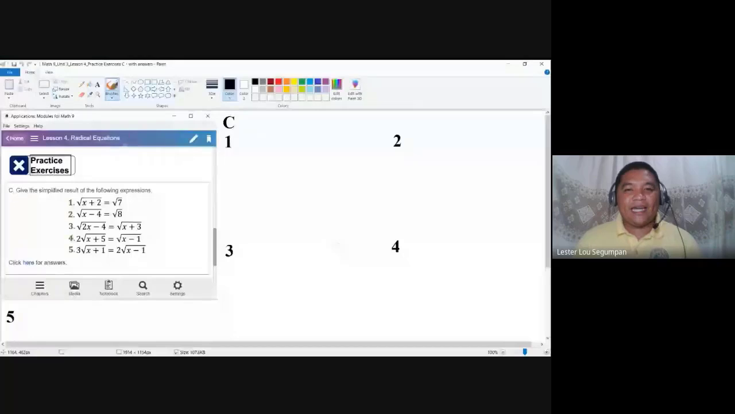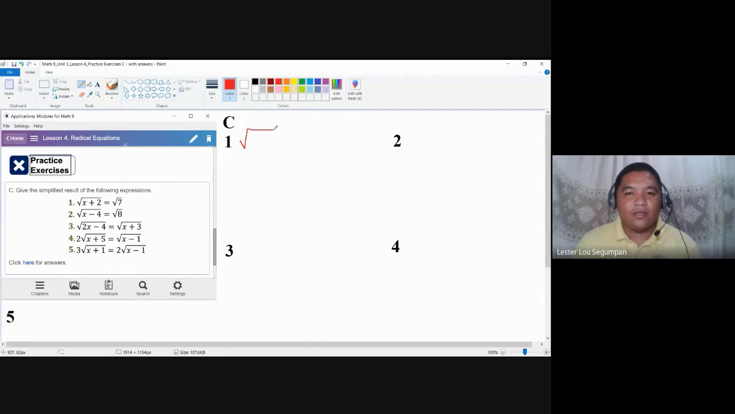So again, we are going to talk about radical equations for a while. Okay, so I'm looking for the file now. Here it is. I have here five remaining items. But as you can see, the difference of practice exercise C from the previous practice exercises is that both sides are now expressed in radical expressions. So how are we going to solve this? Similarly, we will use the same process.